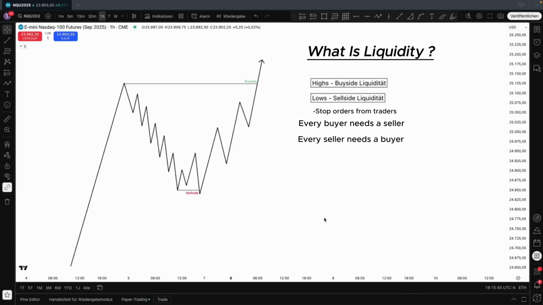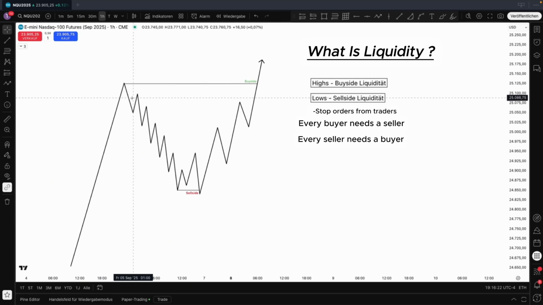Hello everyone. In today's video, I'll explain what liquidity is and what the terms buy side and sell side mean. I think this is a topic that probably concerns many of you. Depending on how long you've been involved in trading, you've definitely heard about liquidity before. And to understand what liquidity is, it's first important to understand what buy side and sell side is.